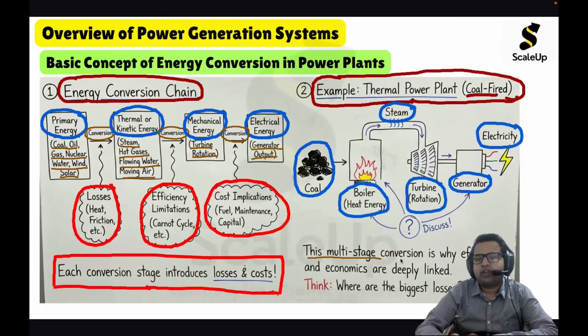So this multi-stage conversion is why efficiency and economics are deeply linked. There is scope for optimization, because each conversion stage introduces losses and costs. We can minimize the loss and minimize the cost. So because of this multi-stage conversion, efficiency and economics are deeply linked in power plants.